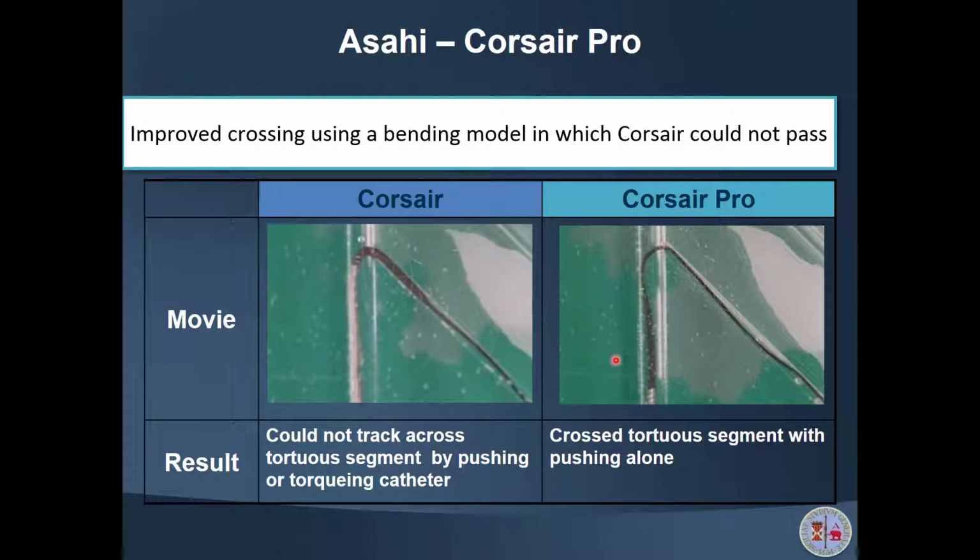Anyway, this is able to show you how the flexibility of the tip gets into even a very steep bend. You can see here how the flexibility of the tip is making a very steep angle, making successful crossing.